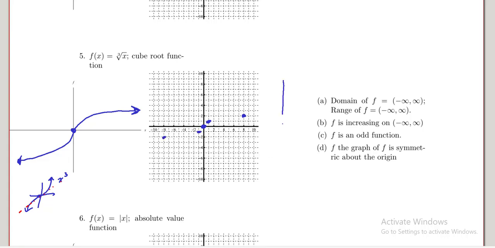So again, I did that kind of fast, but let's just say we plugged in 8. Then our functional value is the cube root of 8, which asks the question, what number when multiplied by itself 3 times gives me 8? And the answer to that is 2. And if we plug in negative 1, what number when we multiply it by itself 3 times gives me negative 1? And the answer is negative 1. And that's how I got some of those points on the graph of this function when doing a more careful sketch.